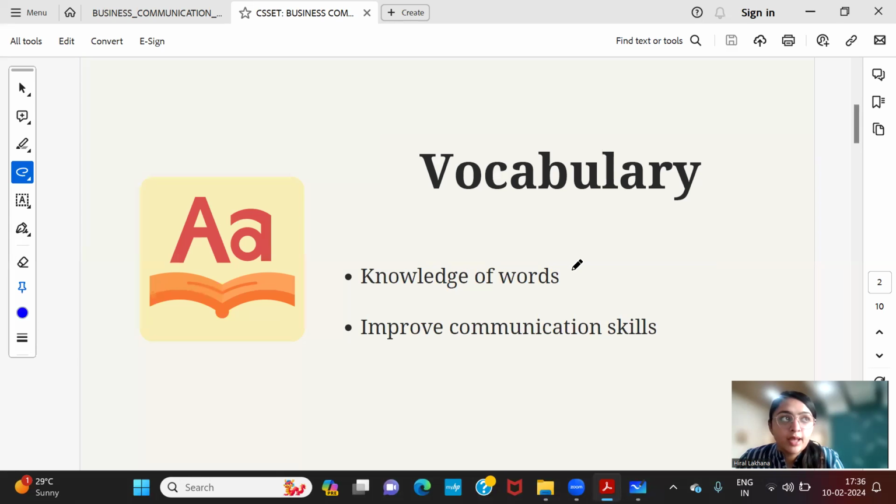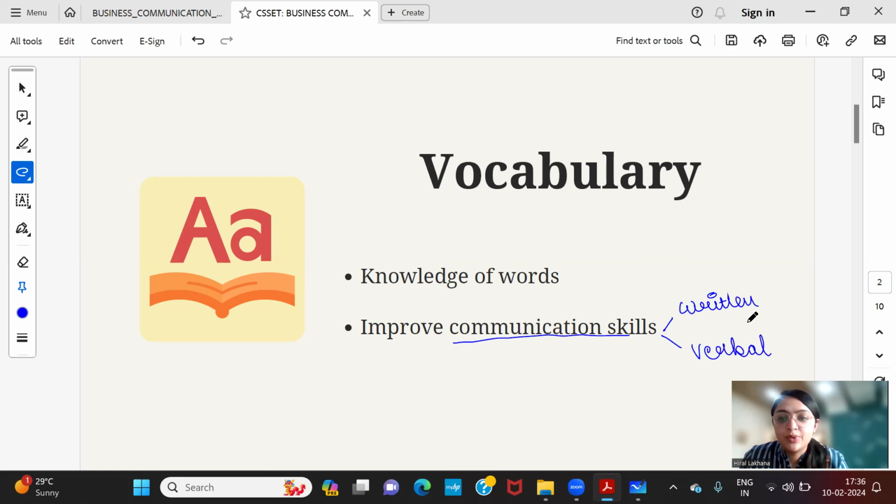So why is vocabulary so important when it comes to the English language? Not only in the English language, vocabulary is important in all the languages that we communicate in. The first and foremost importance of vocabulary is improving communication skills. If a person's vocabulary is rich, if they're aware of a lot of words and using the words in the right way, it can help improve their communication skills, both written as well as verbal.